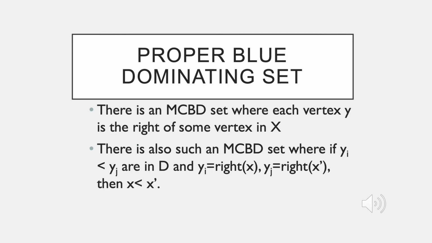We call a set that has those two properties a proper MCBD set, proper minimum cardinality blue dominating set. Those two properties say that we can choose the innermost right in an MCBD set, and we can traverse vertices of X sequentially. We apply this result in the algorithm that computes a proper MCBD set for convex bipartite graphs in linear time.